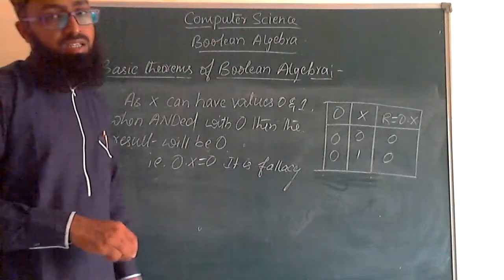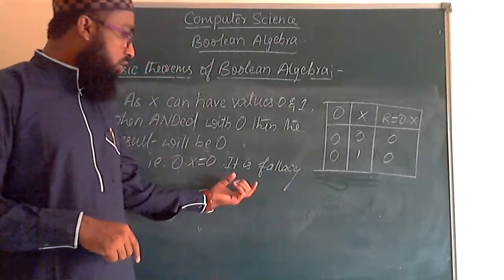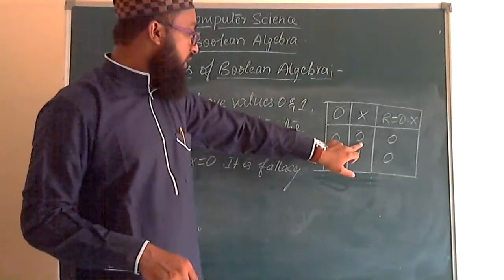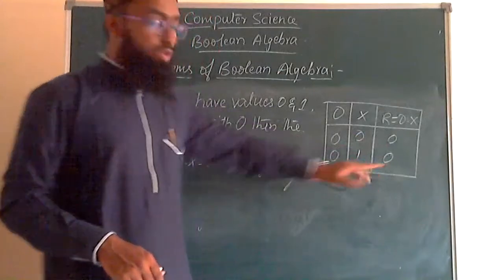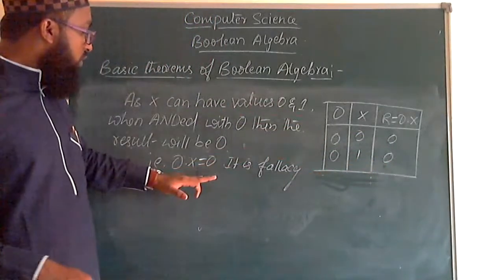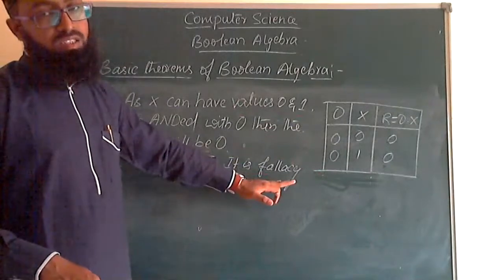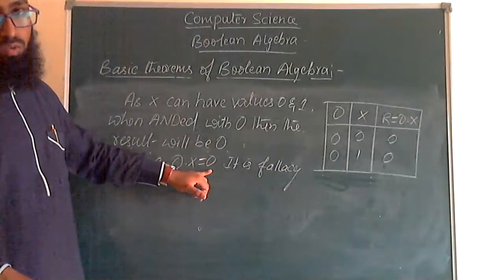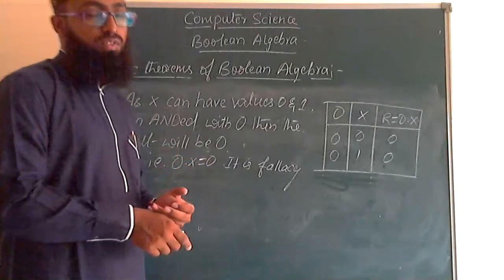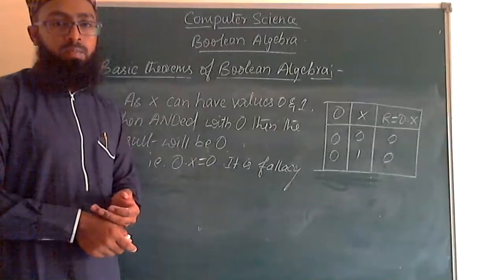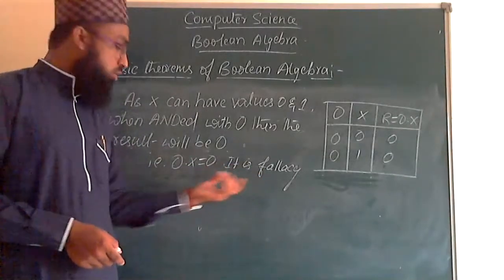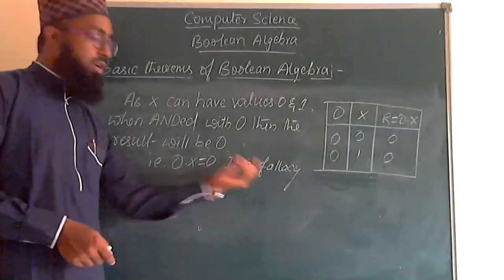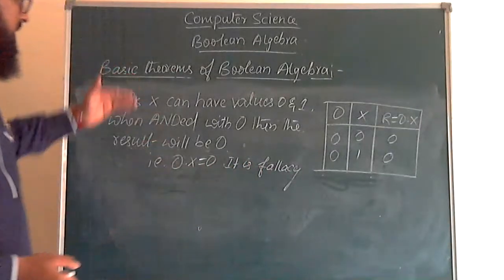What is a fallacy? If the result of any expression is always 0, then that expression we can call a fallacy. Here we have got the result of x always 0. See, the first time the result is 0, then the second time it is also 0. For this reason, we call 0 into x is equal to 0 a fallacy, because for every operation we have got the result only 0, according to the definition of the fallacy. This is about the third theorem.